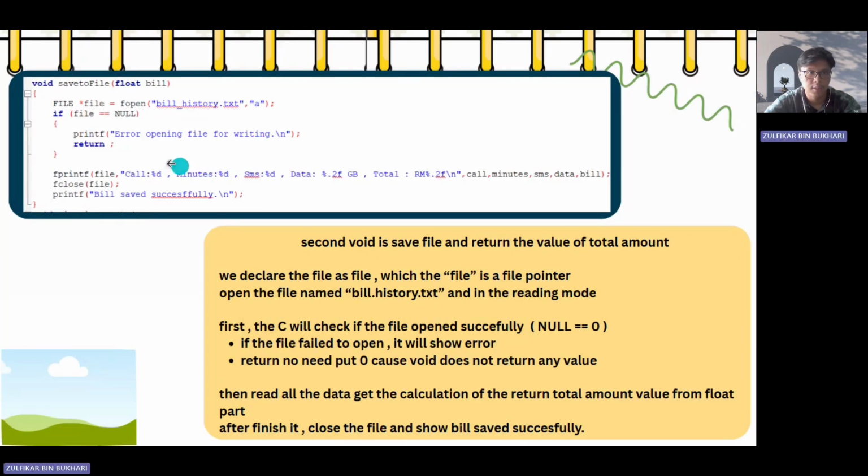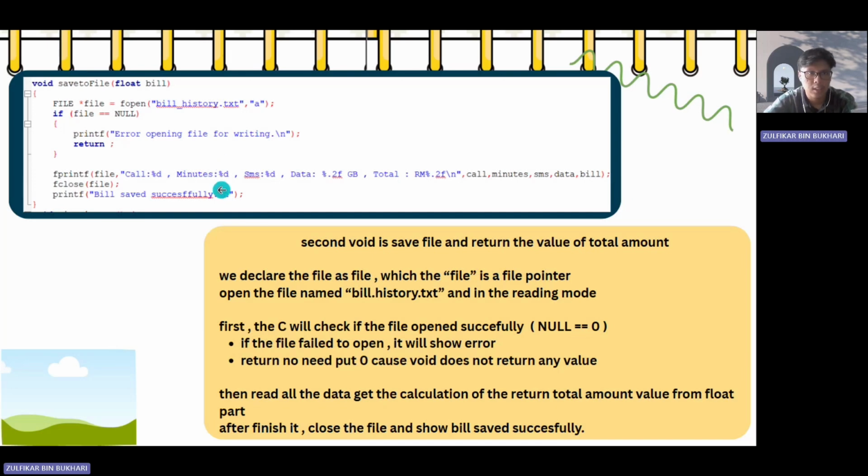From here you can see the file pointer equal to fopen. This is where the file is opened, billhistory.txt. If the file is null, equal to 0, which means there is no writing, so it will print out "Error opening file for writing." So there is no file to write to.